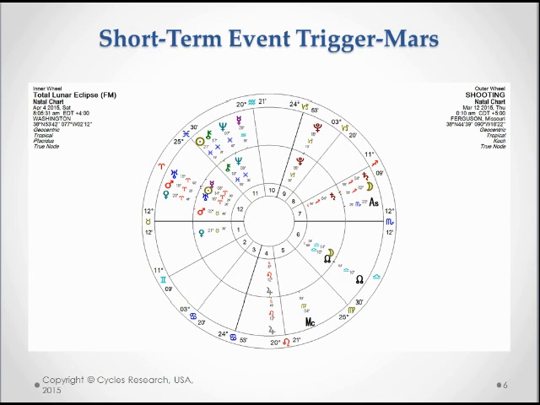Now, here is a short-term event trigger. This is set for March 12, 2015 in the outer wheel at 0:10 a.m. for Ferguson, Missouri. Now, obviously, I'm drawing a parallel between the O.J. Simpson affair and the current Ferguson, Missouri shootings.